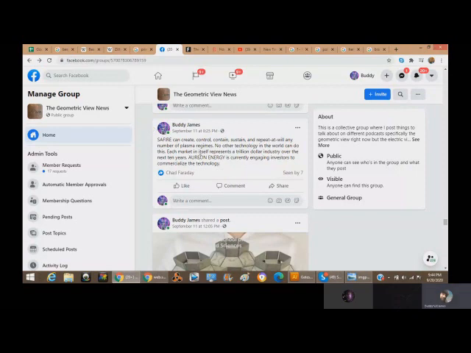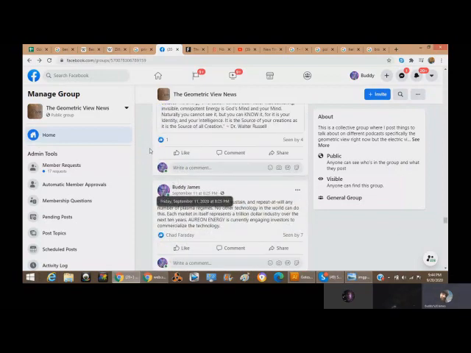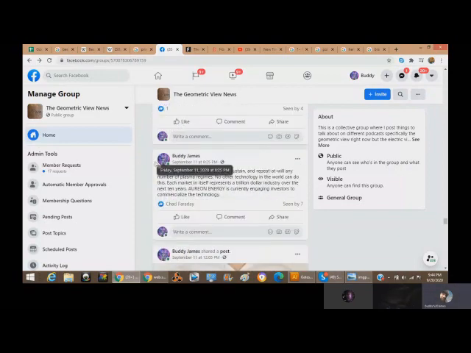Now check this out. I found this out the other day. Sapphire, which comes from the Sapphire Project. Why does this say this?